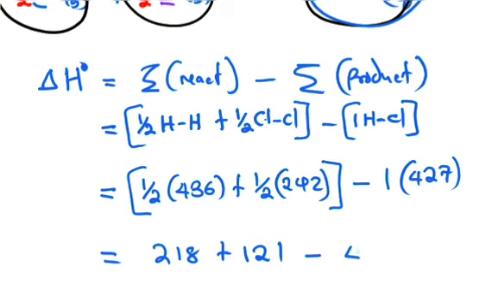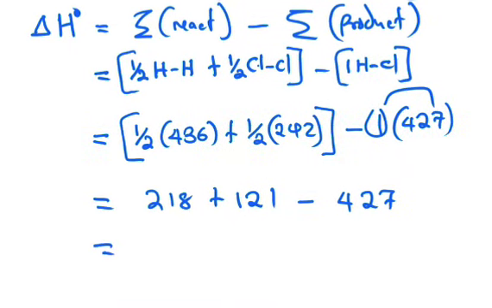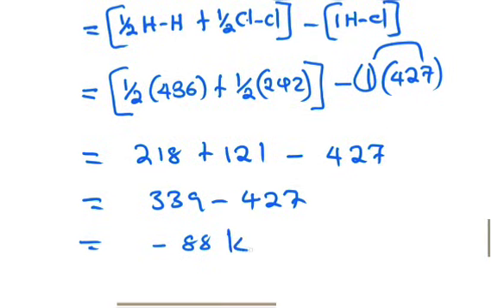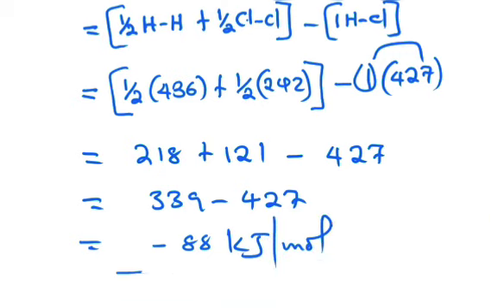The next thing we need to do: add 218 and 121, which is 339. Then 427. So the difference here, 339 minus 427, the answer is -88 kilojoules per mole. So the reaction here, because the value is negative, is an exothermic reaction. That's how we solve these problems.